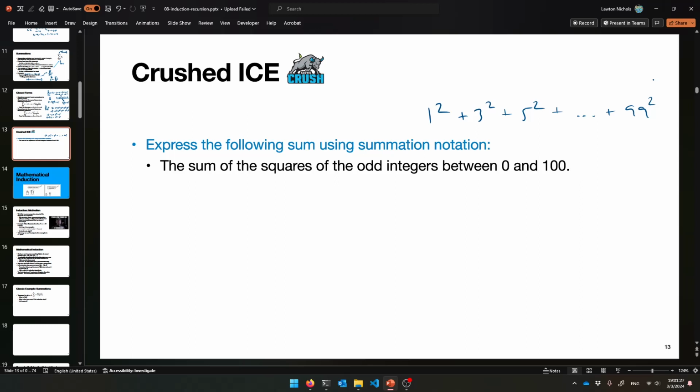So there's a bunch of moving parts here. It's like the sum of what? So it's the summation, the squares of the odd integers between 0 and 100. Essentially, if you think about this in terms of programming, a summation is like a loop. We need to iterate between these numbers, only the odd ones though, and square them. Sum all that. Does that make sense?